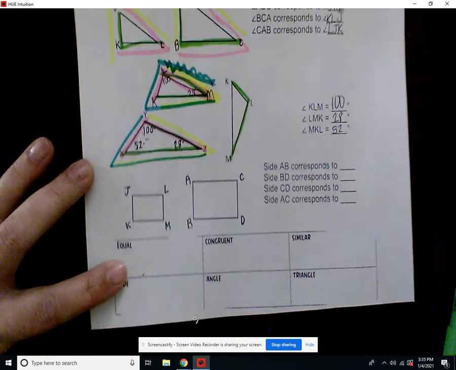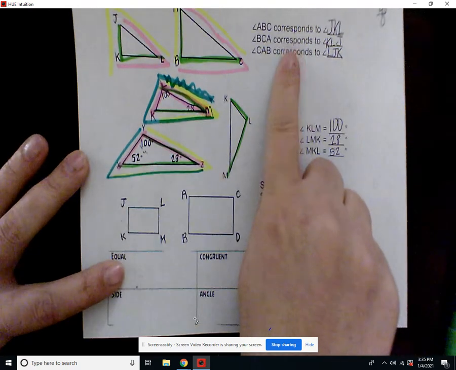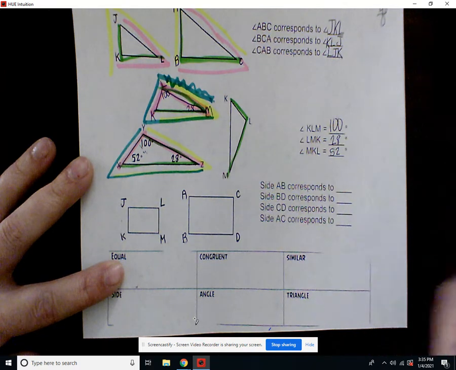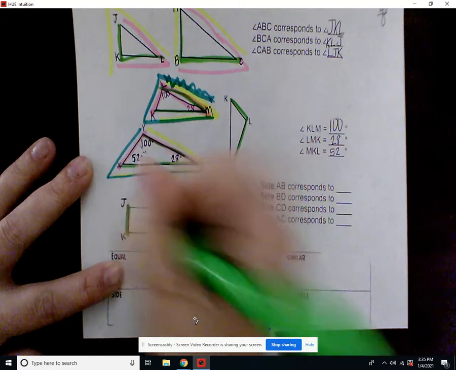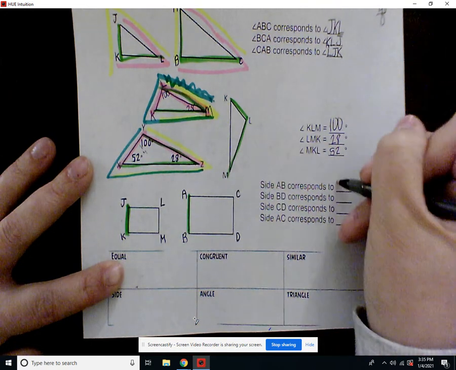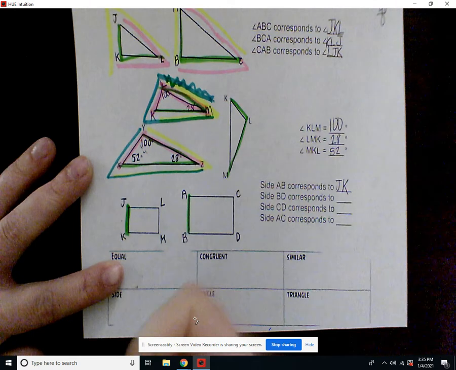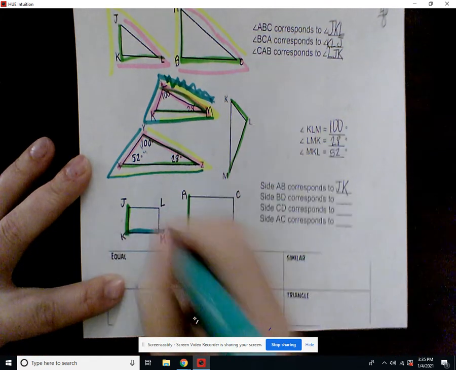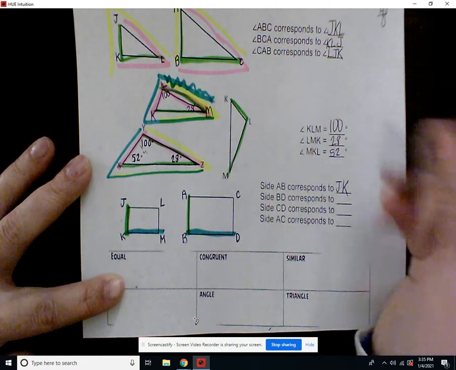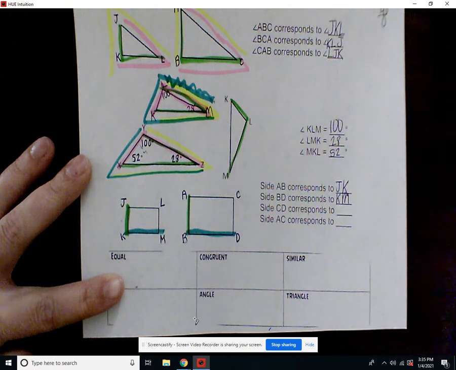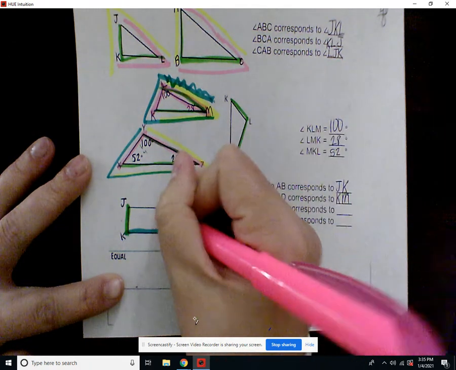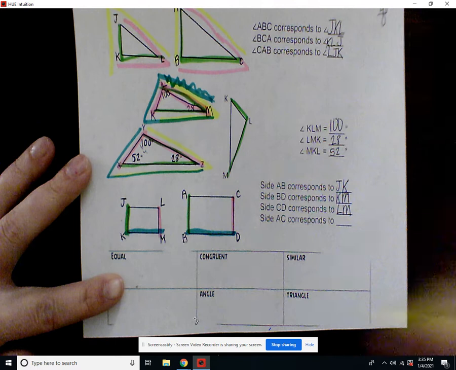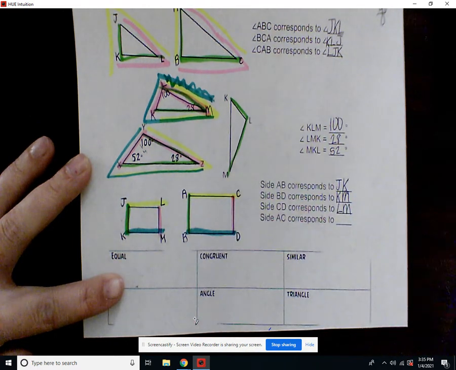All right, so this next one's going to be square. So same thing as above here. We're going to put, like the triangle one with ABC corresponds to, we're going to put letters. All right, so we have AB. AB corresponds with JK. And on this one, you could put KJ, that's fine. All right, the next one, BD, corresponds with KM. And then CD corresponds with LM. And then our last one, we have AC, which corresponds with JL.